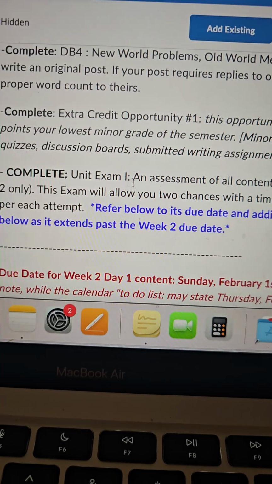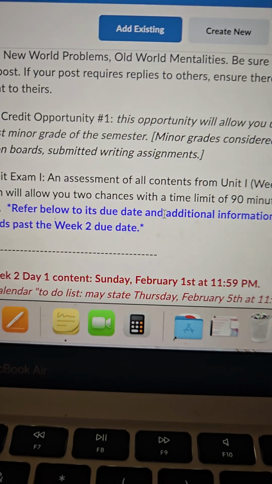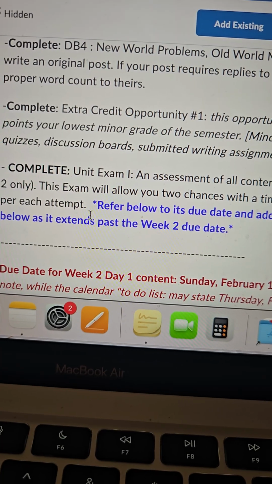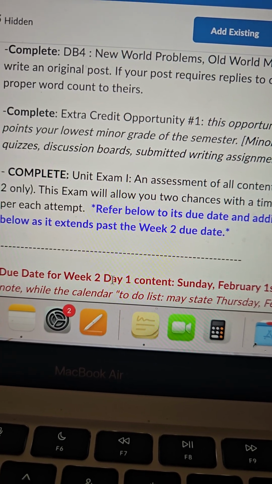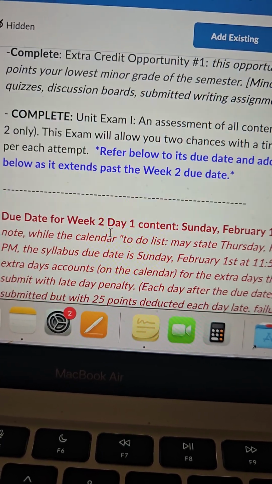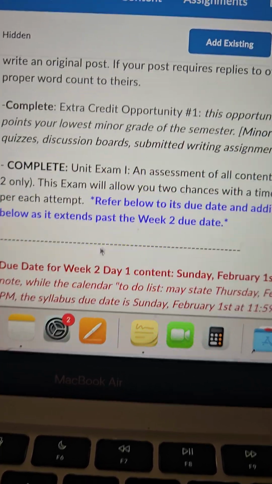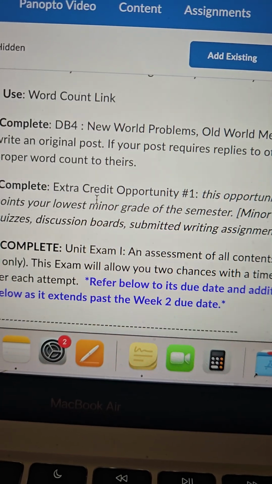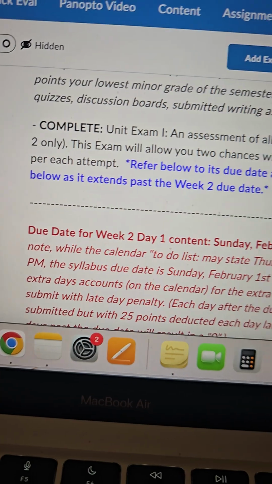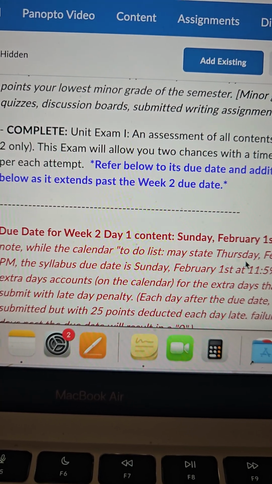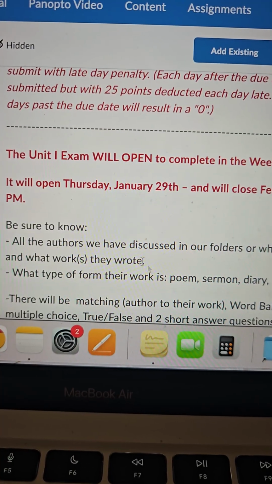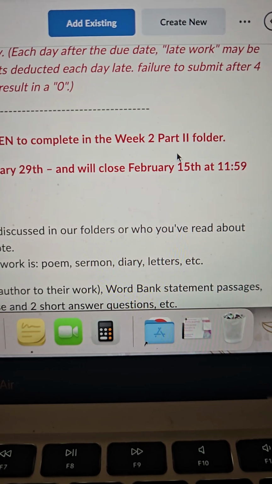And then the Unit 1 exam. Refer to its due date because it opens up on a specific day and closes on a specific day. That's not relevant to the week 2 folder. So everything that follows the week 2, day 1 folder is everything but the unit exam. The only exception is the extra credit opportunities, which are due on those Sunday nights. This is not something that you can turn in late, and the extra credit submission module will say that. It even says that the Unit 1 exam will open up in the week 2, part 2 folder.